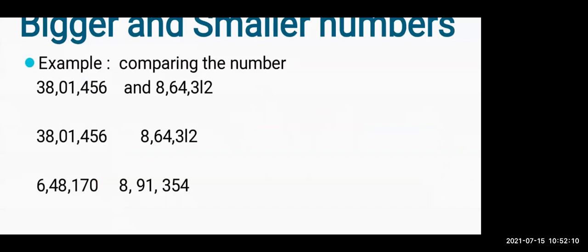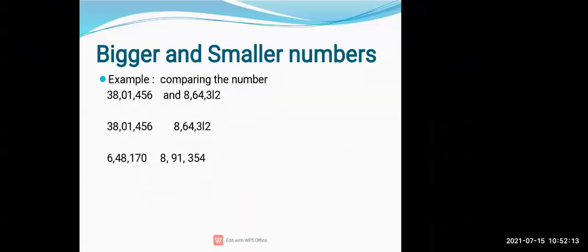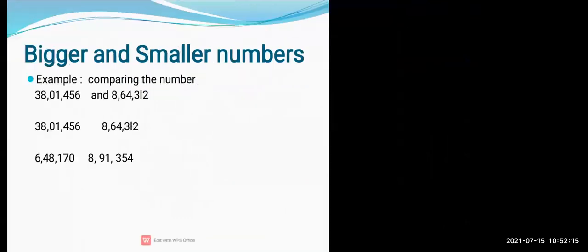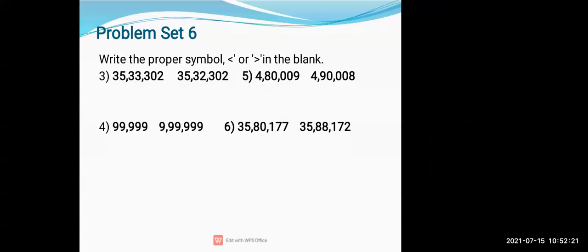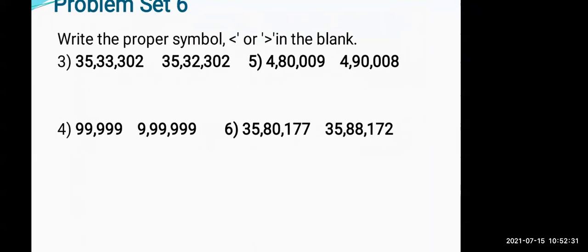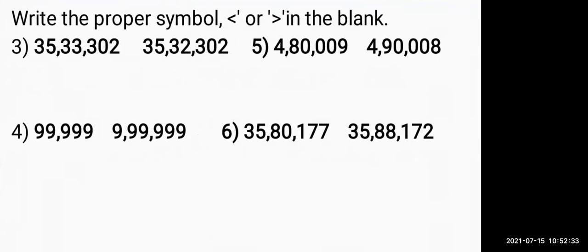Now the next part, we are going to start with our practice set. Here also you people are going to give me the answers by looking at the question. Now the problem set says, write the proper symbol, greater or smaller, in the blank. In the blank you have to write the proper symbol. Now first question, 35,33,302 or 35,32,302. Chalo, let me know which number is bigger.